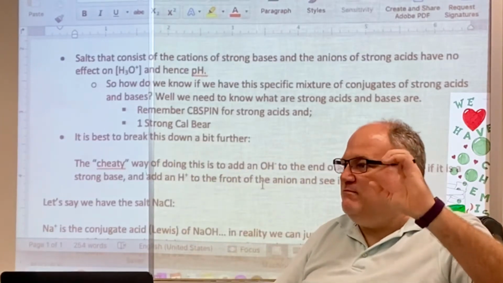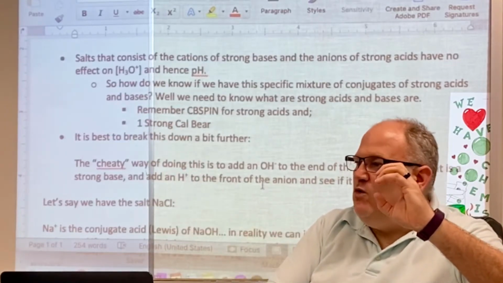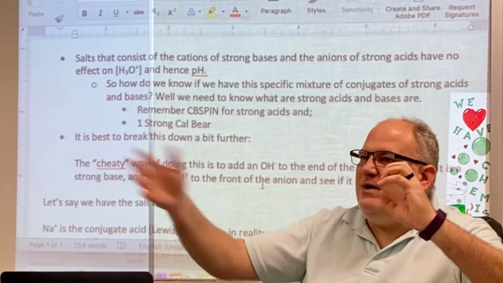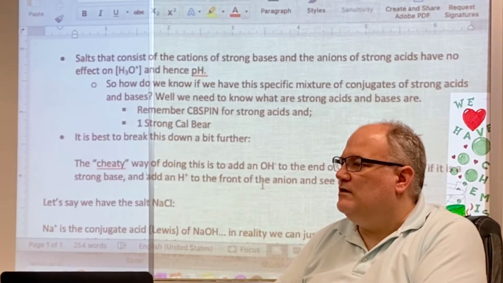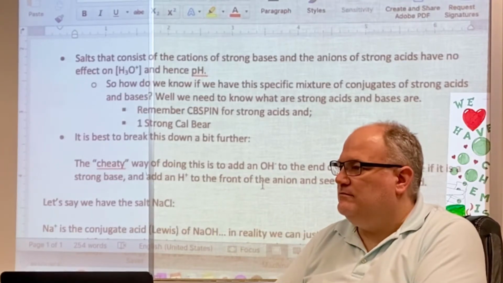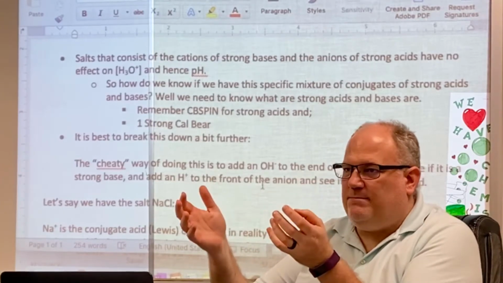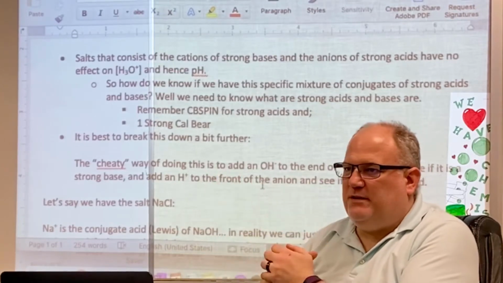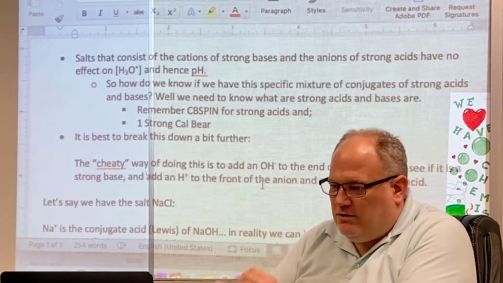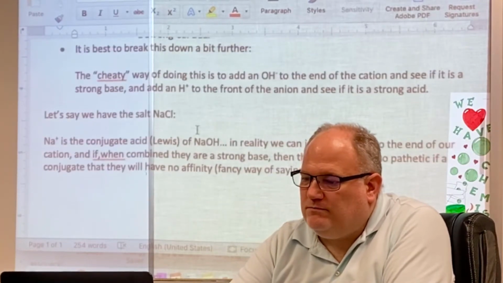That means if I took the Cl minus, which is the conjugate of a strong acid, that Cl minus will never grab a hydrogen to do anything. So strong acids never have a reverse reaction? They do not. So let's say Cl minus is part of an ionic compound. That Cl minus will not hook up with anything to produce H pluses. Similarly, I'm going to take the example of NaCl.